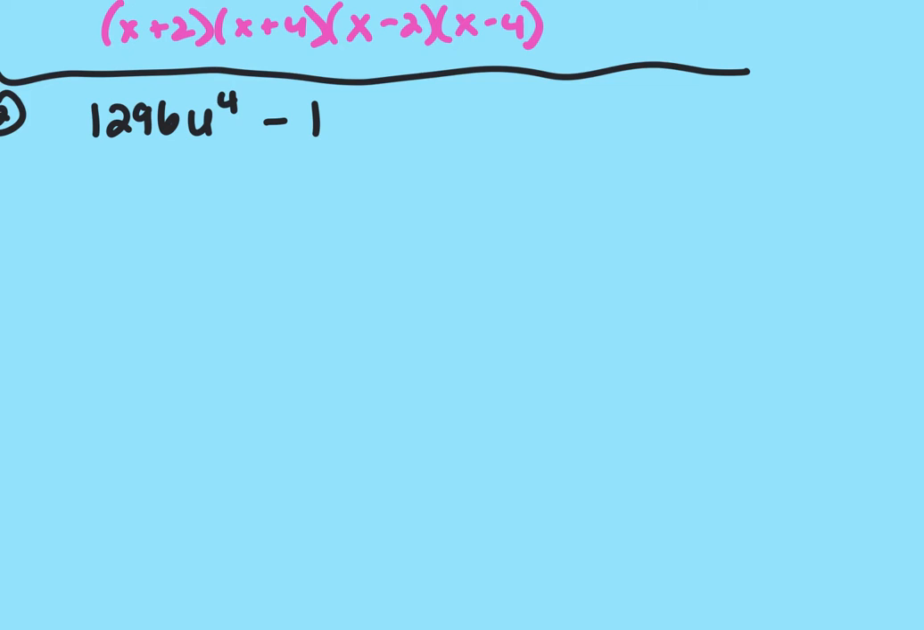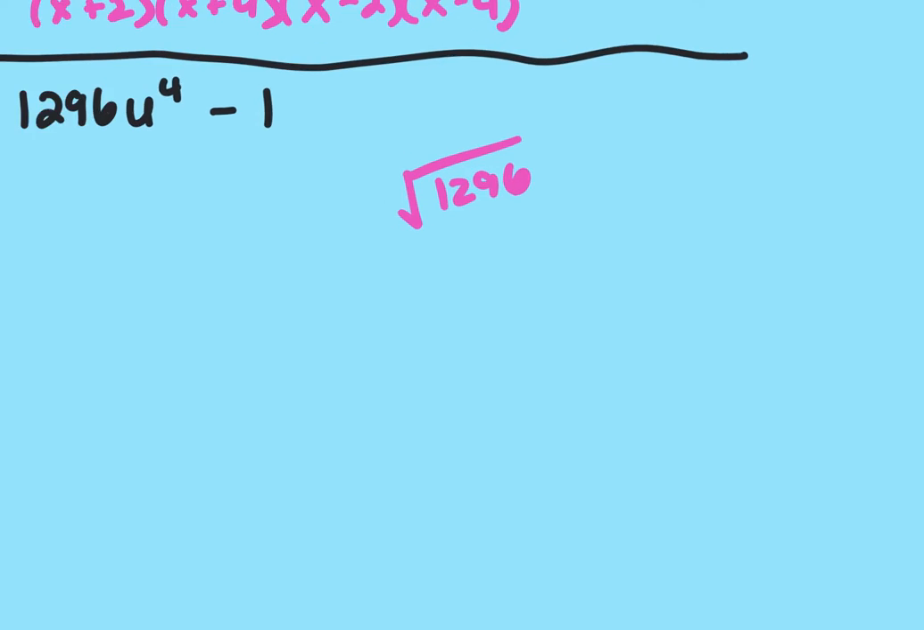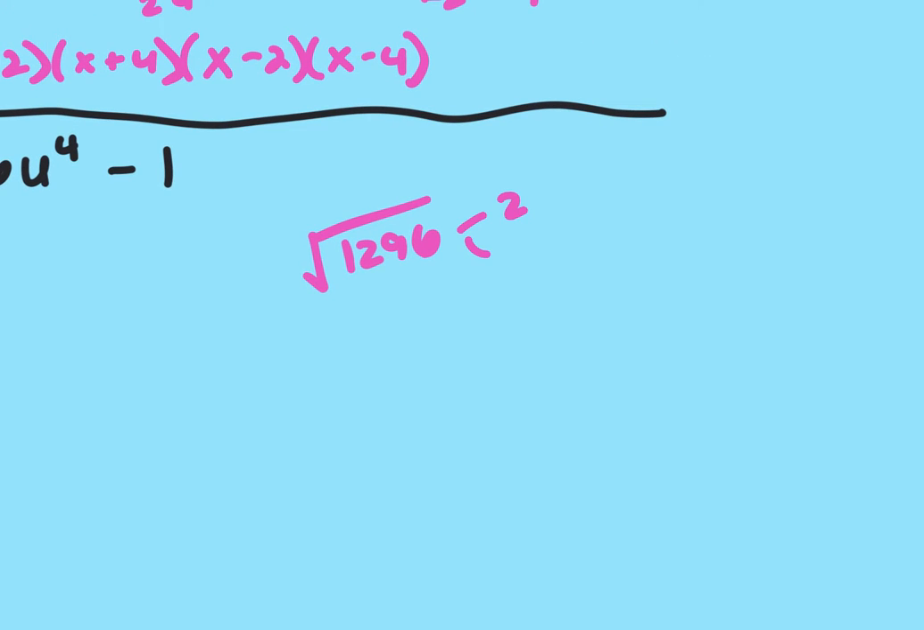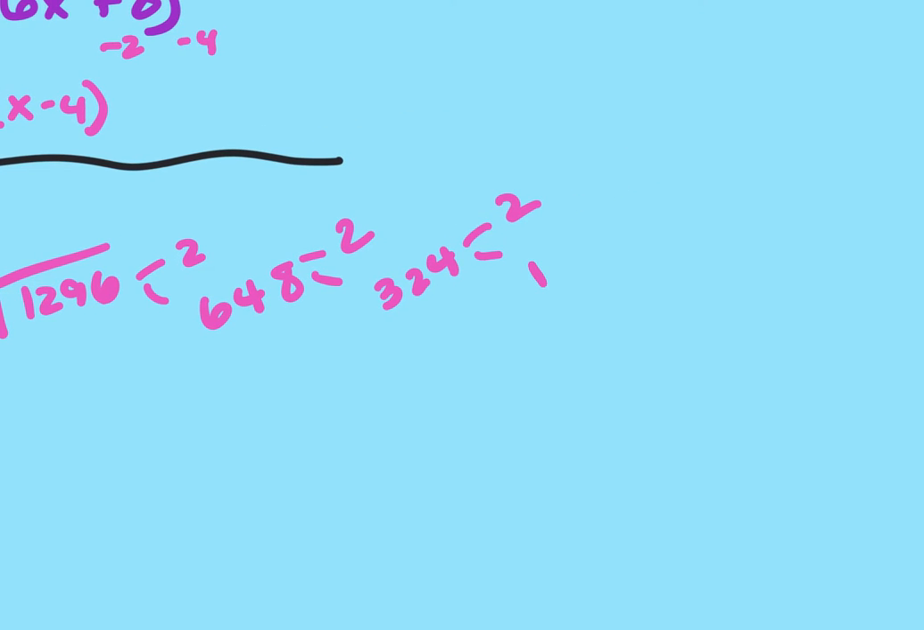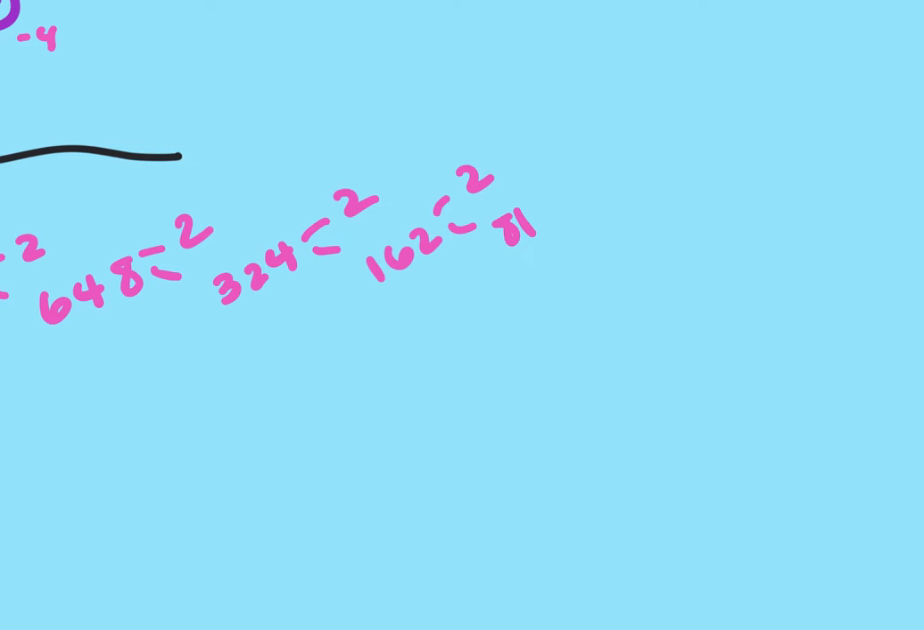I would see if I could break down that square root of 1,296. So I know 2 goes into it, it'd be 648, and then 2 again, it'd be 324, and then 2 again, 162, 2, 81, 9, well, let me do 3. It's just going to get there eventually anyways. 3 and 27, 3 and 9, 3 and 3.